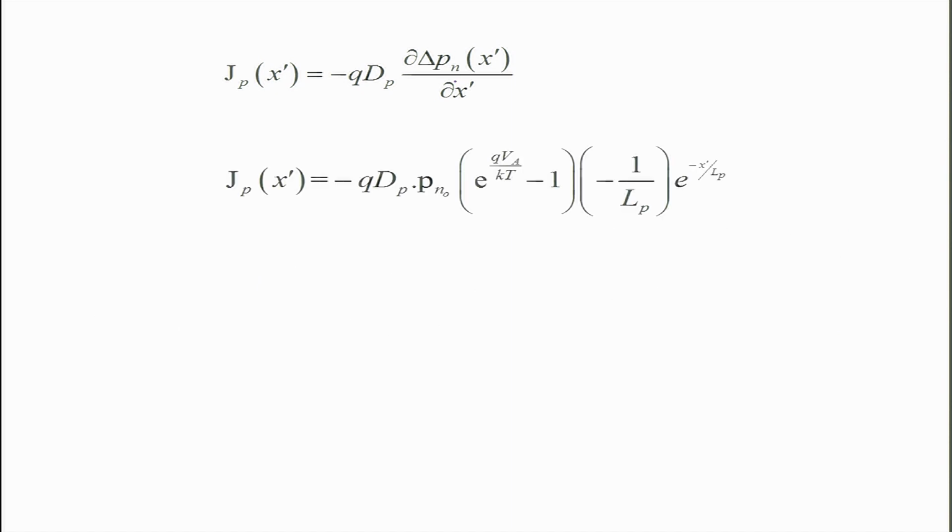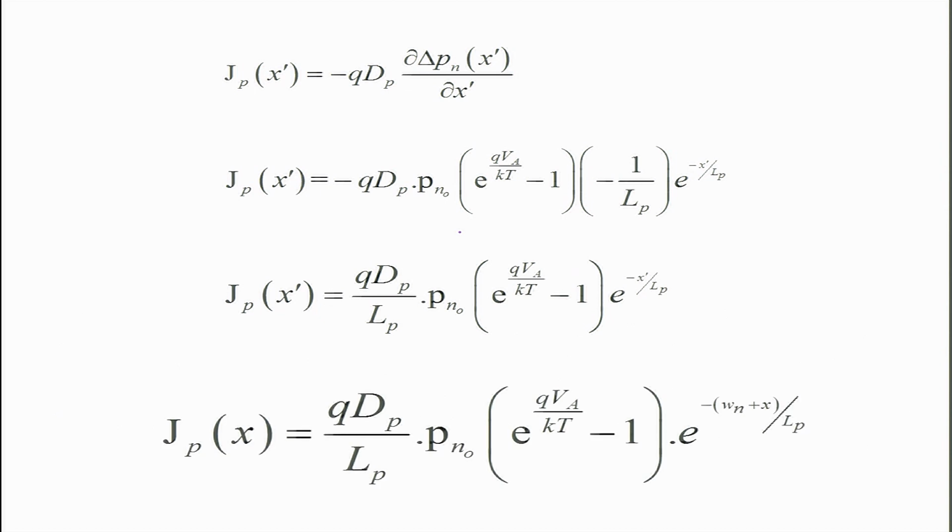Now from this we can get the diffusion current. Diffusion current is nothing but Jp of x prime equal to minus q Dp into the derivative of delta Pn of x prime with respect to x prime. It is a simple diffusion current which is the derivative of delta Pn. Now you need to substitute the value of delta Pn here. If you substitute it, you get Jp of x prime as some function. It is a very simple differential equation, there is nothing complicated about it.